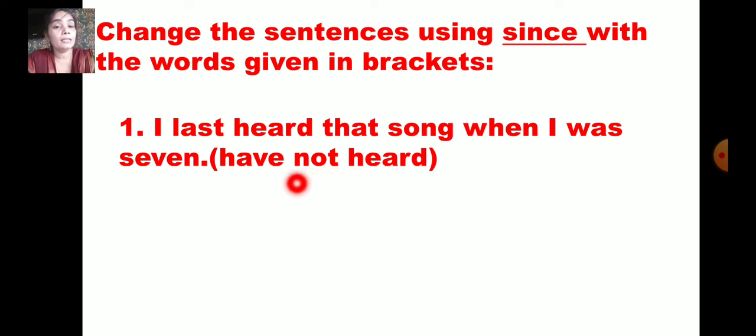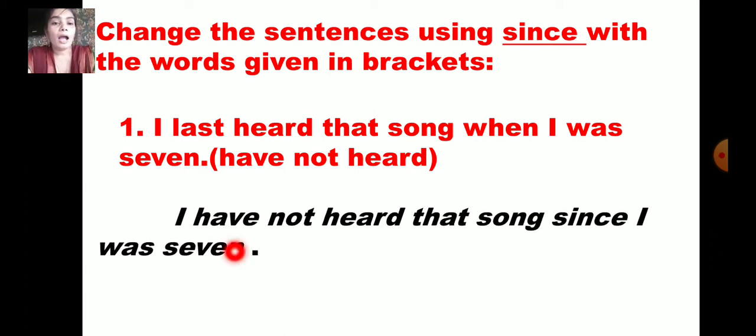The bracket is have not heard. So how will you use it here? I have not heard that song since. You have to use the bracket. So I have not heard that song since I was 7. What is the answer? I have not heard that song since I was 7. So from when I was 7, for so many years, I have not heard that song.